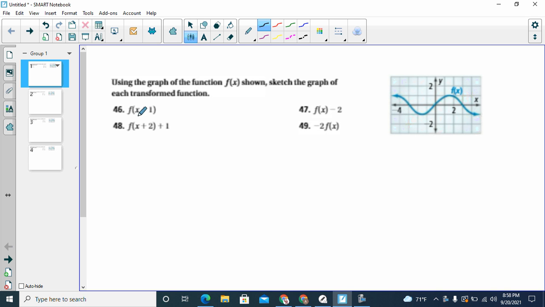So plus 1, anything next to the x is the opposite of what you would typically think. So plus 1, we're actually going to subtract 1 from all the x values. That is going to shift our graph to the left 1 unit. So we're just going to take each point, the major points here. We've got 1 right there, 0, 0. We move them all left 1.